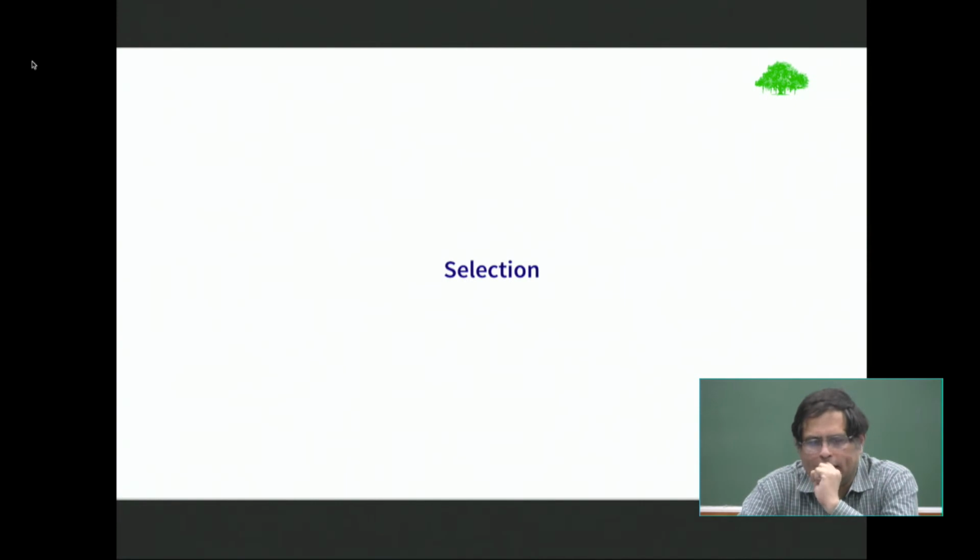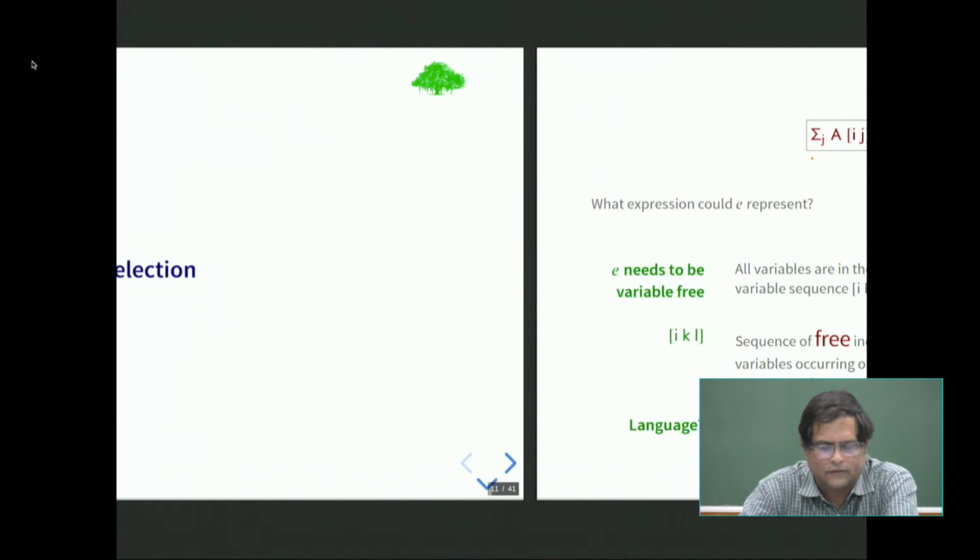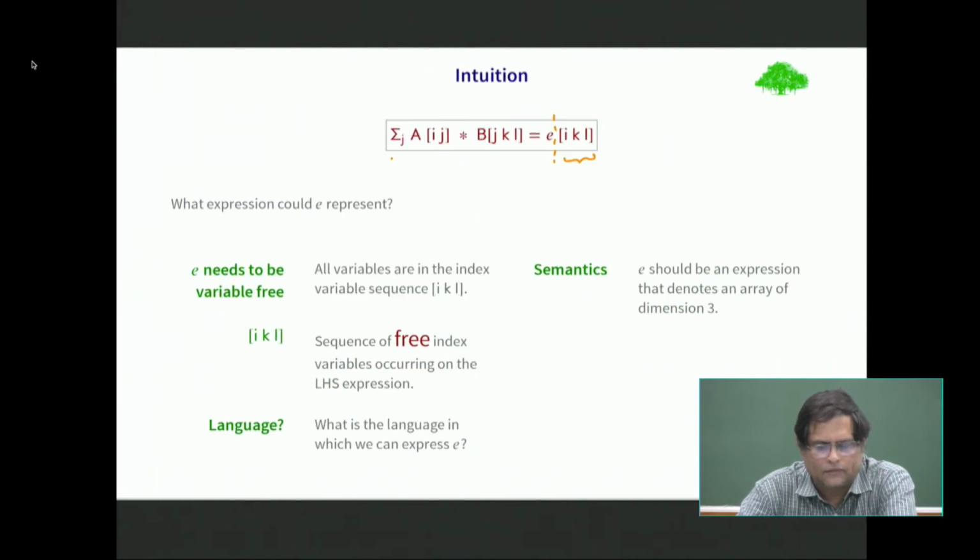Okay, so let's get to the key element of this whole exercise, and that is this operation called selection. In this example, look at the expression sigma over j of a_ij times b_jkl. The one on the left-hand side is in the scalar language, but if you want to promote this whole expression into L hat, then E is supposed to be in L hat, because this is a factorized form. All the indices are moved to the right, and E needs to be an expression in L hat.